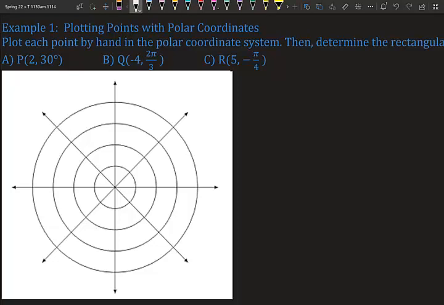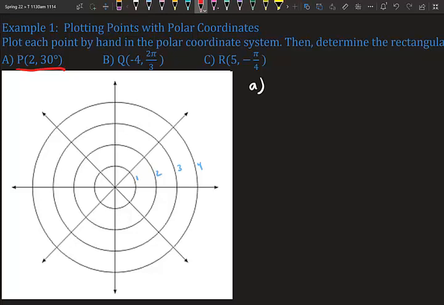Alright, part A. We're given P is (2, 30 degrees). So first thing we're going to do is graph this. Do you notice each one is a level? I'm going to write them in blue. This is level 1, 2, 3, 4. So those are like your levels.